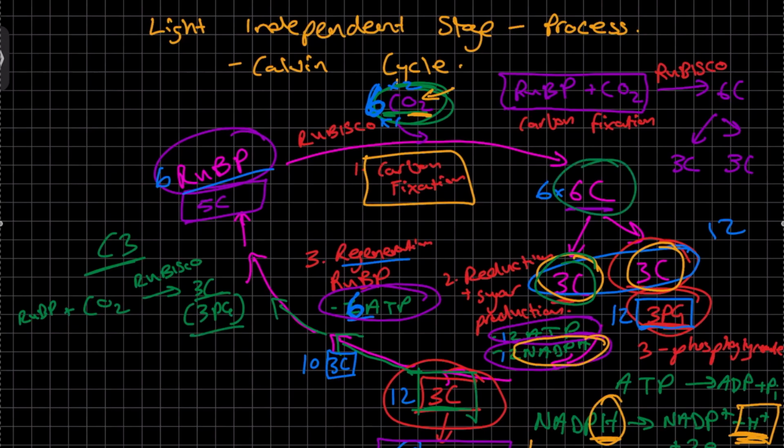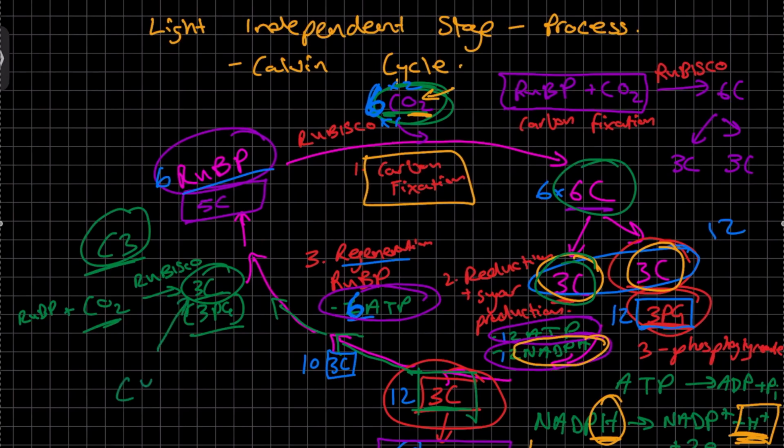The reason that our C3 plants are named C3 plants is because the very first carbon fixation that occurs produces a 3 carbon molecule. So 3C, C3. So in our C3 plants, the very first carbon fixation that ever occurs will result in the production of a 3 carbon molecule.